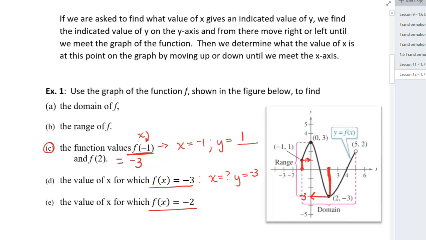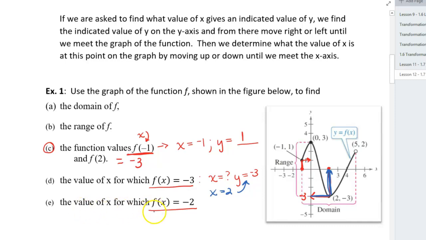So for instance, y equals -3. So I find -3 on the y-axis. It's here. I go until I hit the graph, which is there. And then I figure out, well, what value of x gives that? And so x is equal to 2 when y is equal to -3.